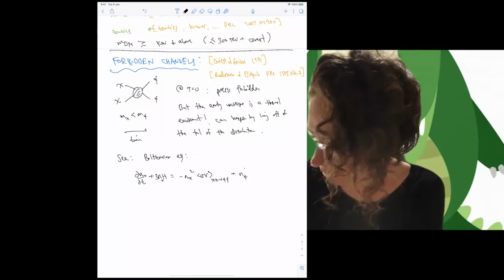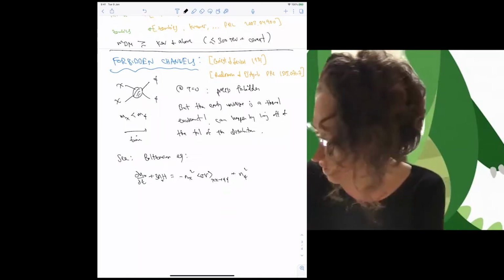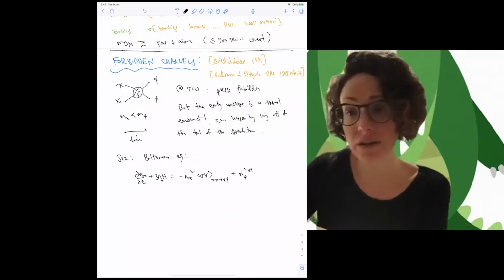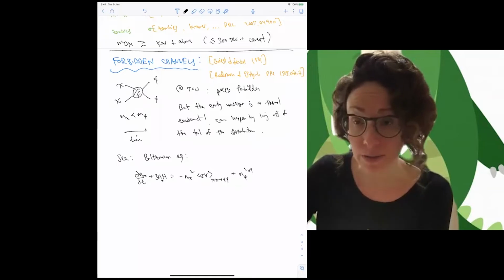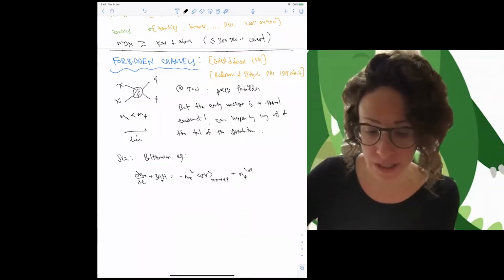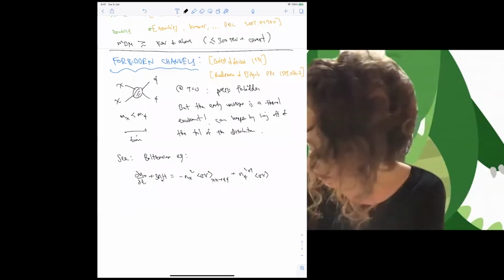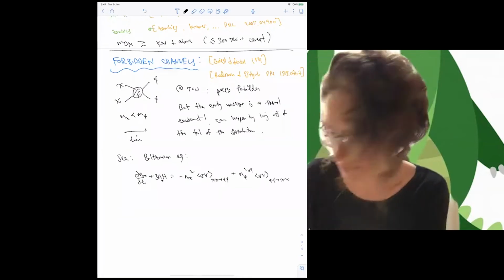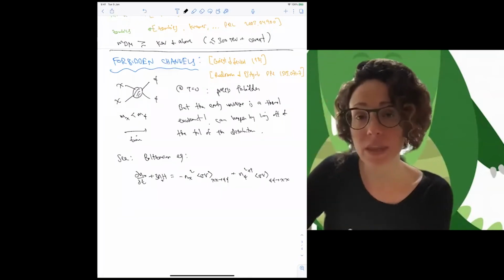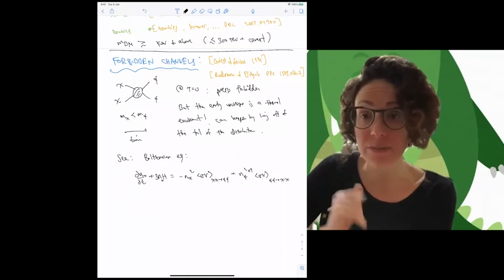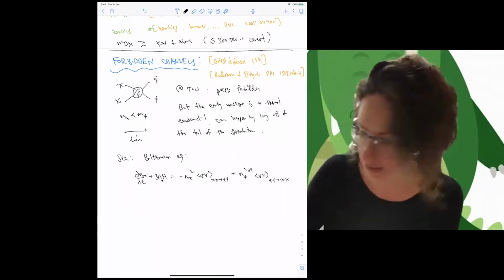I have 2 phi's that meet each other, so I have n phi squared. And these particles, I remind you, we're assuming are in equilibrium. So these are some bath particles. And what I have here is my thermally averaged cross section now for phi goes to chi. Okay. And the trick that we're going to use is the same trick that we used yesterday of detailed balance.